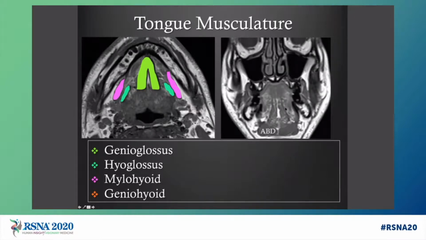On the coronal T1 weighted MR image, again, we see our paired genioglossus muscles and the lingual septum in between. Inferior to this is the geniohyoid muscle. This is not an extrinsic tongue muscle, but nevertheless is inferior to the genioglossus muscles. And of course, our lateral mylohyoid forming our sling of the floor of the mouth, and inferior to this, the anterior belly of the digastric.